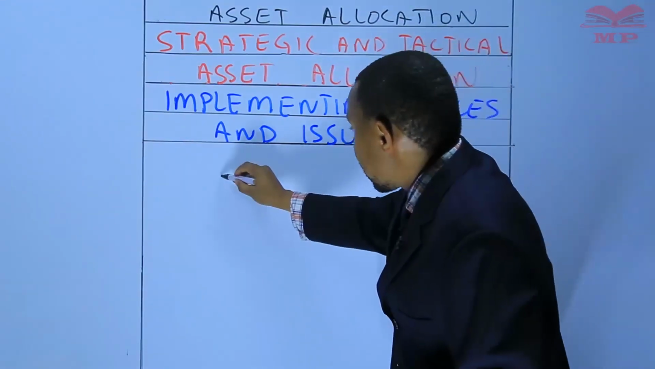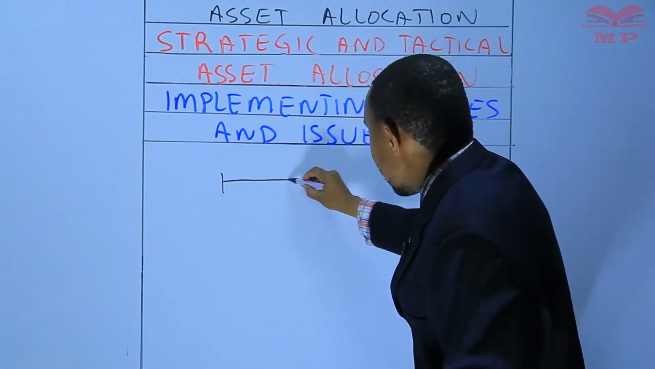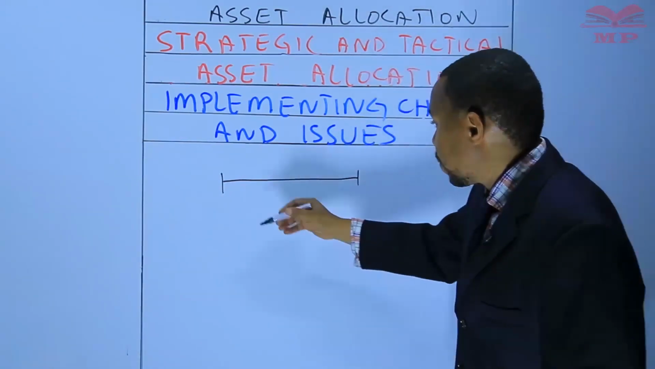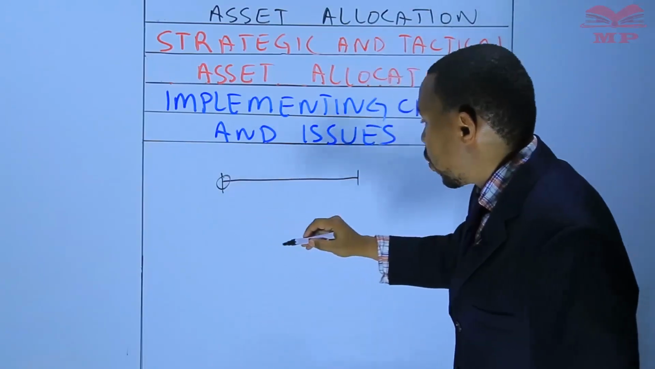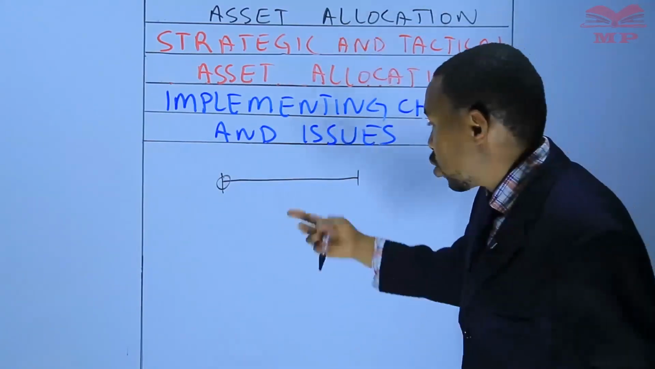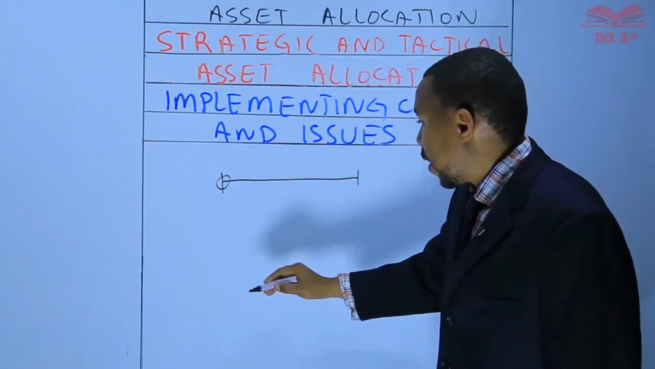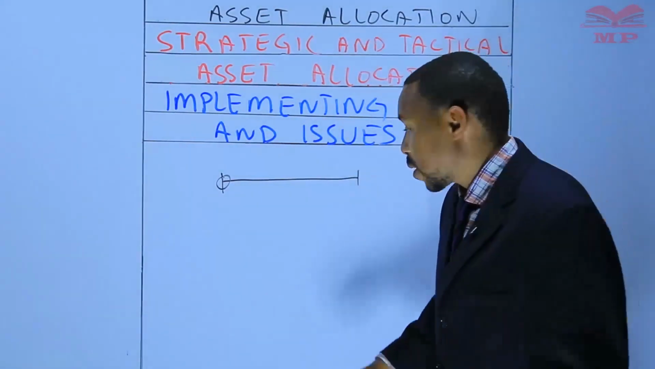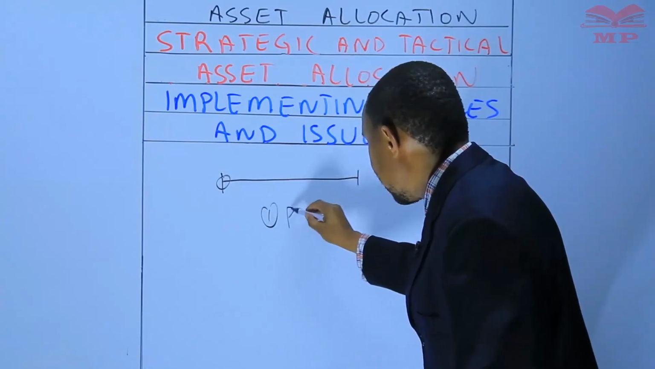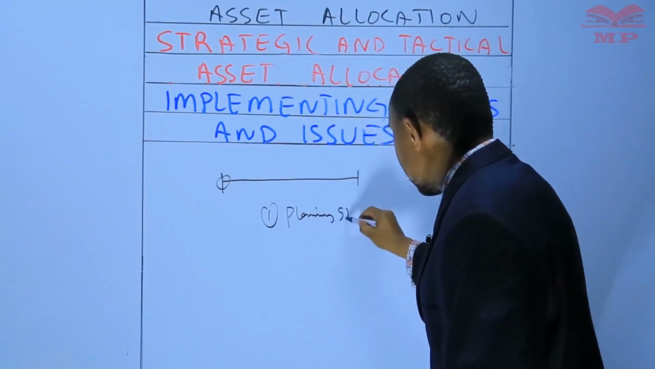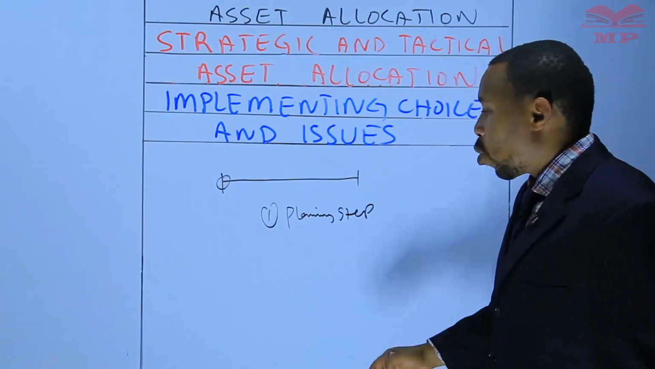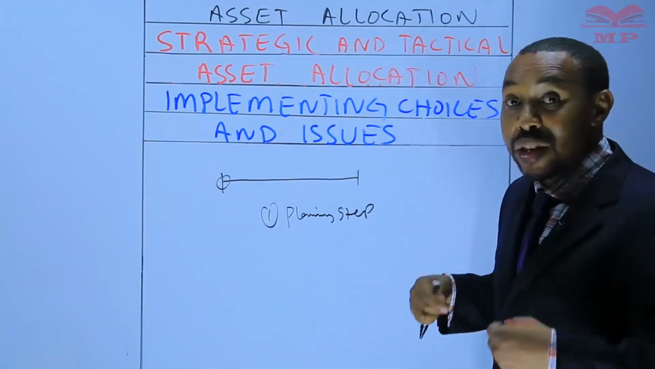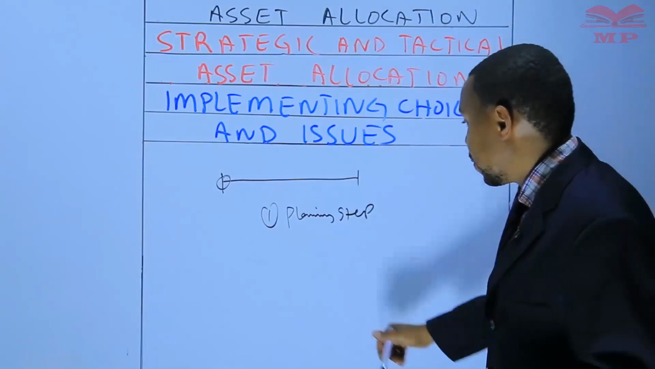In brief, strategic asset allocation can best be explained as follows. You formulate the portfolio right over there. This formulation requires 3 steps. Portfolio management process. Number 1, planning step, where you try and identify options or asset classes that you intend to invest in.